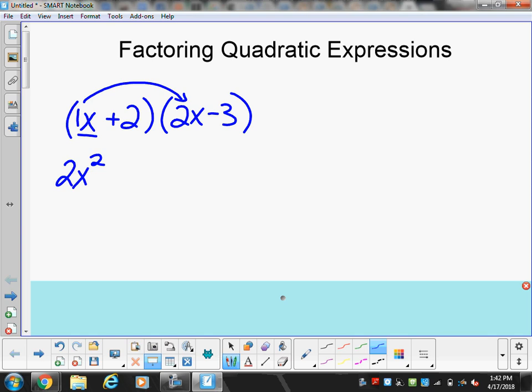The next is you take these two, which are the outer two, so you're still working with this x, so multiplying it by this last one here. So x times negative 3 is a minus 3x.